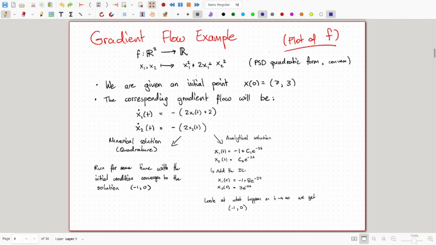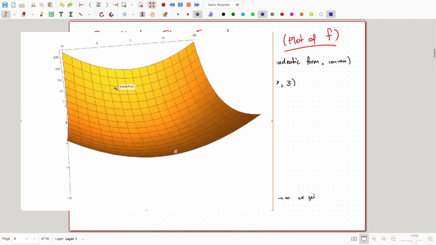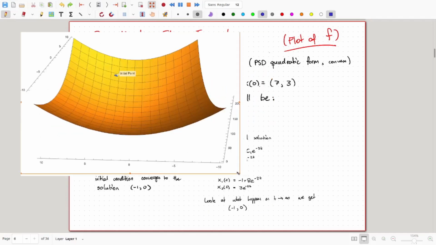So I'm just going to go through a quick calculation, an example, to really illustrate the point of a gradient flow. So we have this quadratic function from R2 to R. And we're given an initial point, 7, 3. One thing you can try and do is you can plot the function f. In fact, I'll put a little plot on screen now of what this function looks like and where your initial point is.